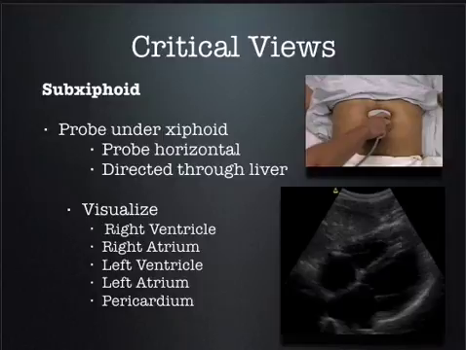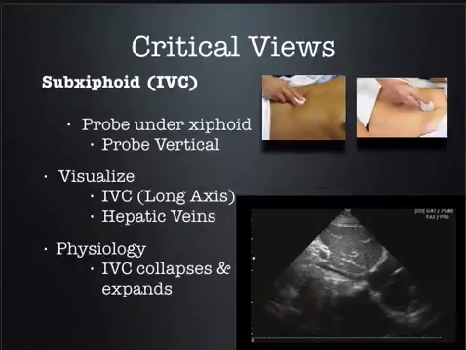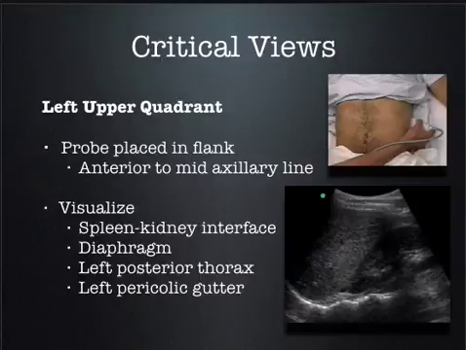All right. Subxiphoid, we're going to come back to in the next lecture, but we look up under the ribs at the heart. We can also look at the IVC. Again, that's what we're going to do in the next lecture. And then we go over to the left upper quadrant. The left upper quadrant is a harder view to get than the right upper quadrant, because this organ, which is spleen, is much smaller than the liver, so it has a smaller window.